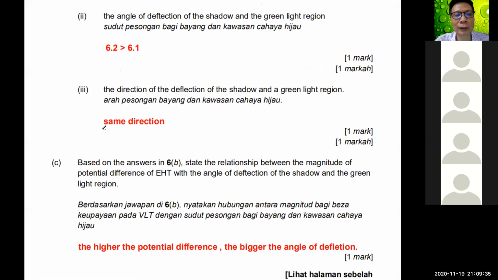This one is the same direction. Sorry, just now you were discussing. Both go to the same direction. The higher the potential difference, the bigger the angle of deflection. Just now this one, please jot down this answer. The direction of deflection of shadow and green light is the same. Both go to the same direction. Both go down.